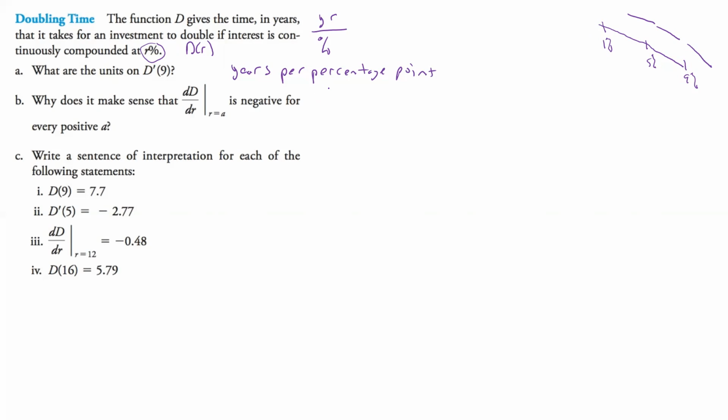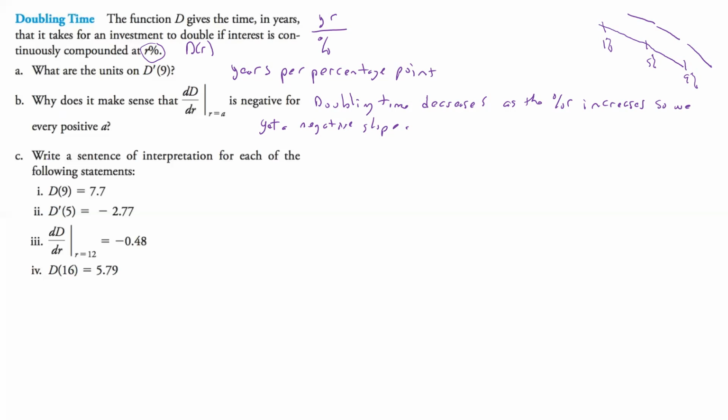All right, so let's see, how do we want to write this? Doubling time basically decreases as the percent r increases. Okay, so as we increase this, the time goes down, and therefore we get a negative slope. So that would be what I would say there.